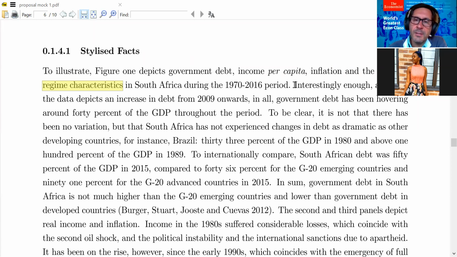Interestingly enough, that's nice, right? Interestingly enough, the data depicts an increase in debt from 2009 onwards. Interesting, right? That's an interesting year. In all, government debt has been hovering around 40% of the GDP throughout the period. So now, folks, I am essentially describing my data. I'm looking at the data, I'm going to show you the graph. I put the graph in this mock proposal. I am showing you the data and I'm describing the data.